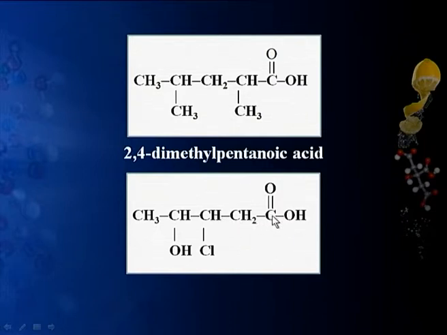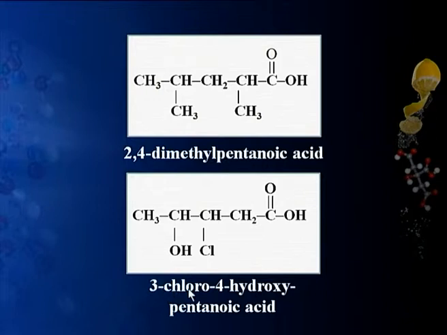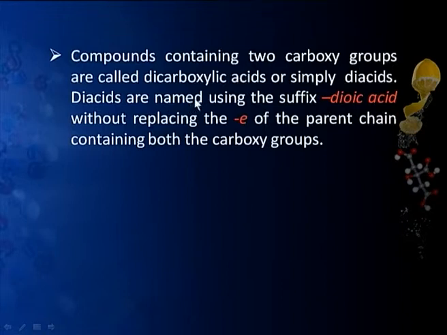So again we will number the chain from this side: 1, 2, 3, 4, 5. It's a 5 carbon acid, means pentanoic acid, having 1 chlorine at carbon number 3 and 1 hydroxyl at carbon number 4. These substituents are written in alphabetical order. So it is 3-chloro 4-hydroxy pentanoic acid. Compounds containing 2 carboxyl groups are called dicarboxylic acids or simply diacids. Diacids are named using the suffix dioic acid without replacing the E of the parent chain. Here the E in the parent alkane remains, and after E we add dioic acid.